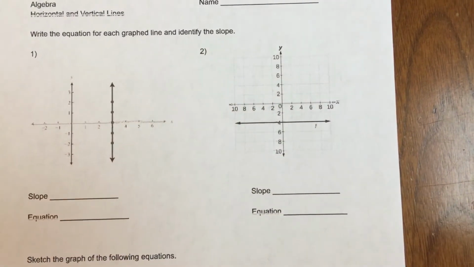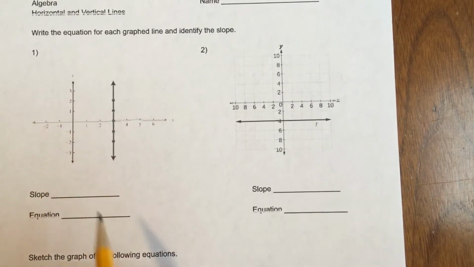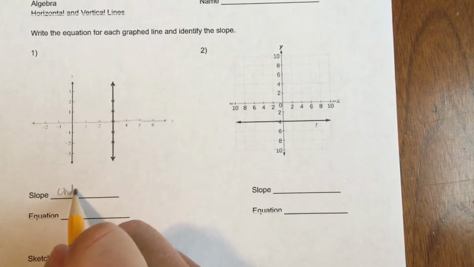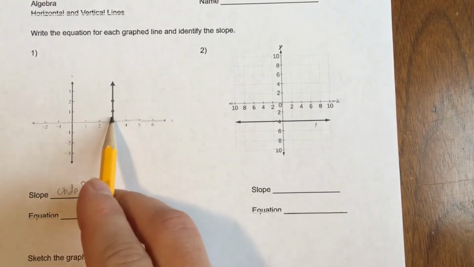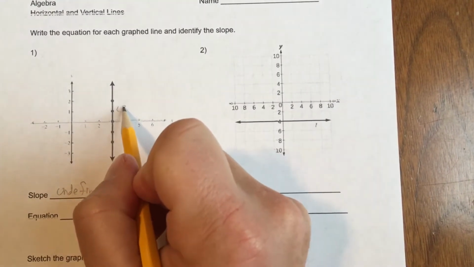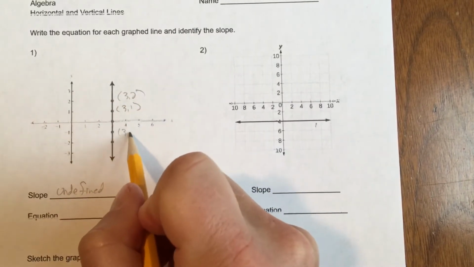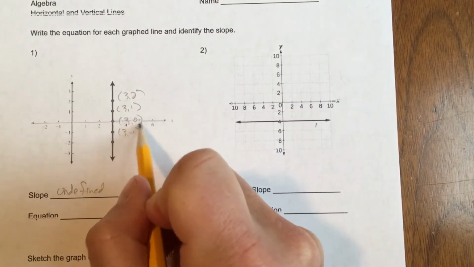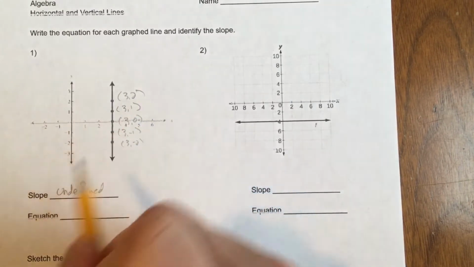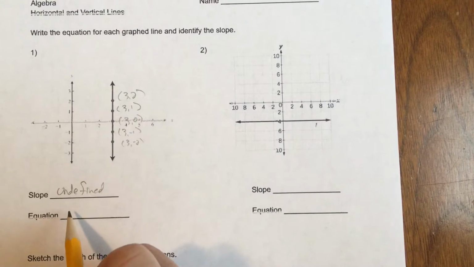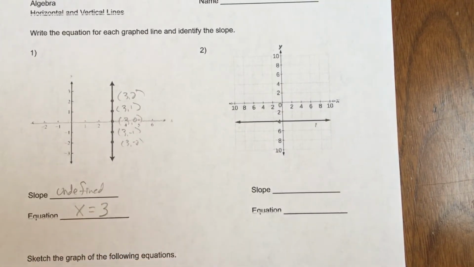All right, these are the answers to the horizontal and vertical. On this first one, we see a vertical line, so it has a slope that's undefined. When we do an undefined thing like that, if you look at all these points, they all have one thing in common. This is (3, 1), this is (3, 2), this is (3, -1), (3, 0). When you look at all those points, the one thing they all have in common is the x values are all 3. And so that's actually what the equation is. It's all points where x equals 3.